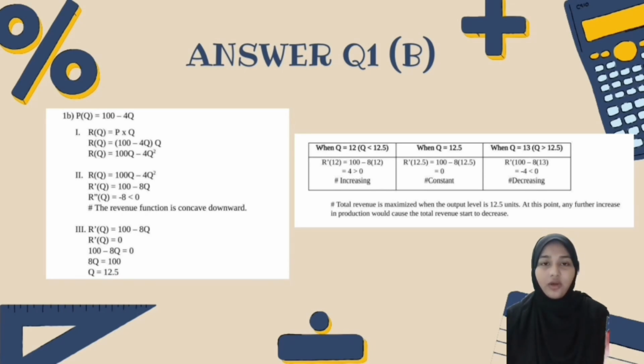For the third question, we need to find the output level. So R'(Q) = 100 - 8Q, and we set R'(Q) = 0. So 100 - 8Q = 0, 8Q = 100. So we get Q = 12.5.